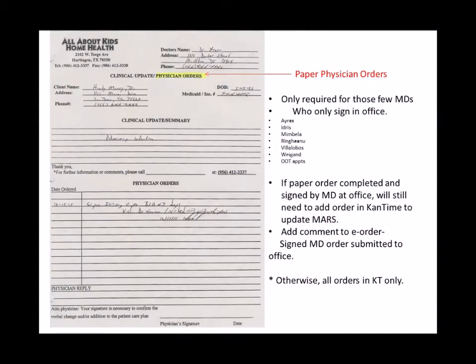This is a paper physician order. This is only required for those few doctors who only sign in office and for out-of-town appointments. If a paper order is completed and signed by the doctor at the office, you will still need to update it in KanTime for the MARS or the care plan. Please add a comment to your e-order saying signed MD order submitted to office so we know to expect one. Otherwise, all orders are to be completed in KanTime only.